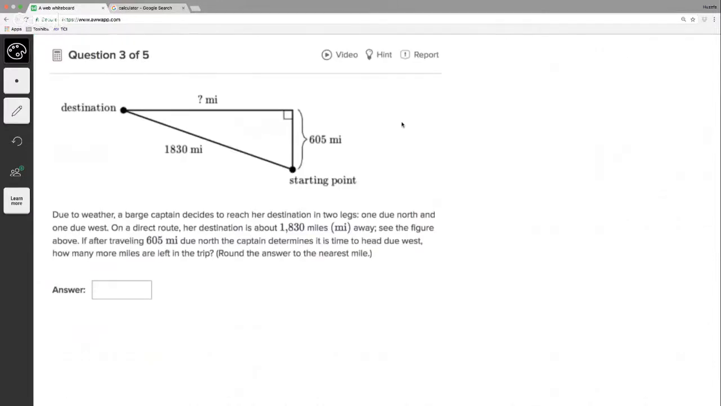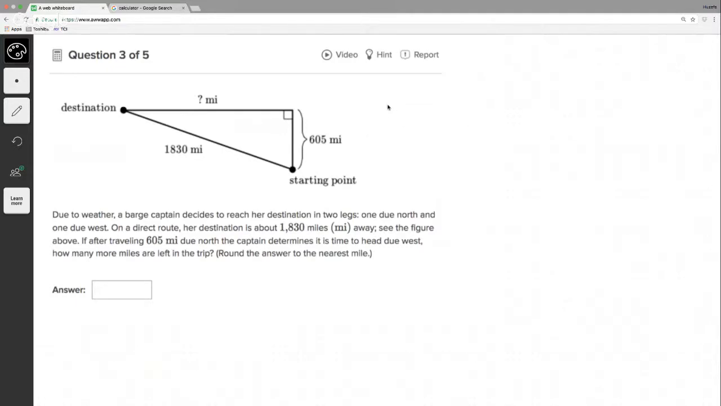Due to weather, a barge captain decides to reach her destination in two legs, one due north and one due west. On a direct route, her destination is about 1830 miles away. See the figure above. So here's the destination that she's trying to go to, and here's her starting point. If after traveling 605 miles north, it is time to head due west, how many more miles are left in the trip?